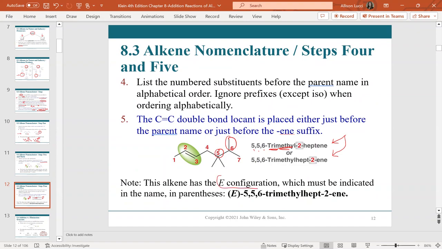Last but not least, we always have to give whether it's E or Z configuration. So we'll again draw kind of like a dividing line here in our double bond, and we see that our 2 highest priority substituents on either side of the double bond are on opposite sides because we have, right, hydrogens here. So our opposite side would be the E designation. So overall, this molecule will be named as (E)-5,5,6-trimethylhept-2-ene or (E)-5,5,6-trimethyl-2-heptene.